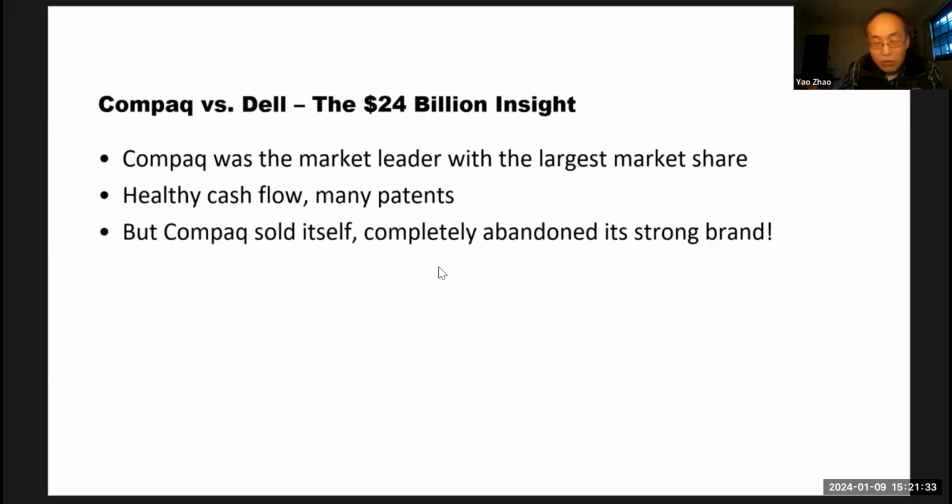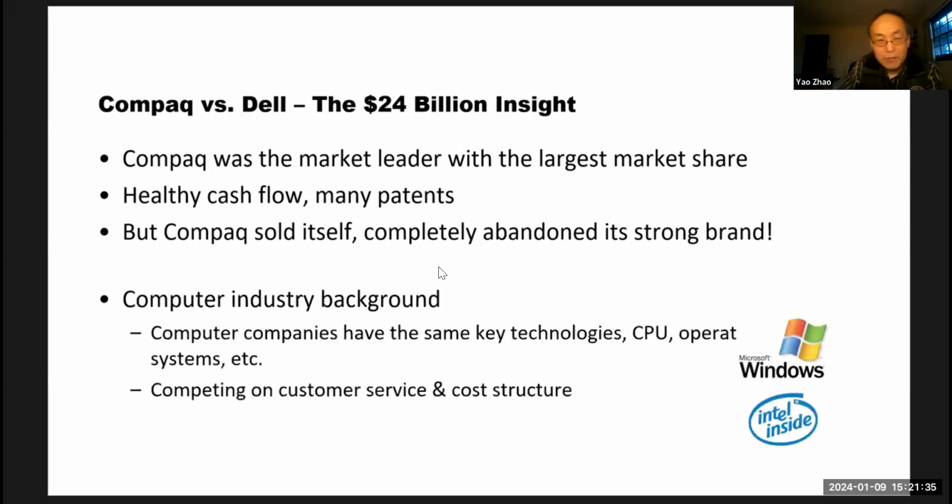Why did Compaq sell itself? And to answer this question, we need to explain a little bit of the background of the computer industry. Computer companies have almost the same technology, such as CPUs, operating systems, and so on. Of course, they have minor inventions from this and that, but the main raw material suppliers, or component suppliers, are the same. They're really competing on customer services and cost structure.